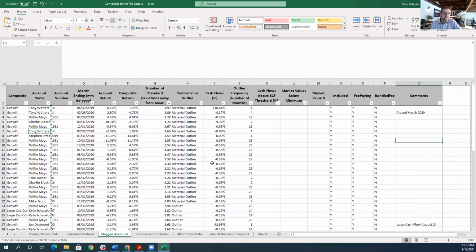Other things that could come up, if we're looking at, let's just pull another random example here that we haven't looked at yet. Let's grab this one.